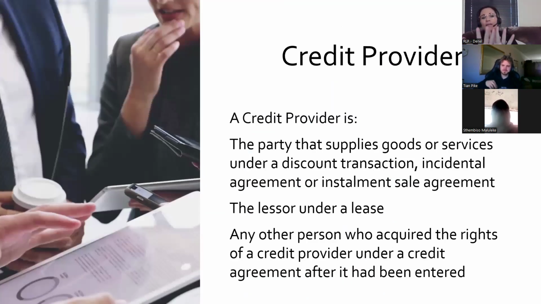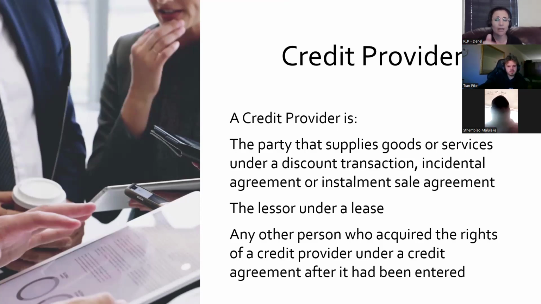So without even looking at this page, if you just have to go off the top of your head, what is a credit provider? We did it earlier on as well. The word explains it. Someone who provides credit. Exactly. So the textbook version says the party that supplies goods or services under either a discount transaction, incidental agreement, or installment sale agreement. It can be the lessor under a lease or any other person who acquired the rights of a credit provider under a credit agreement after it had been entered.